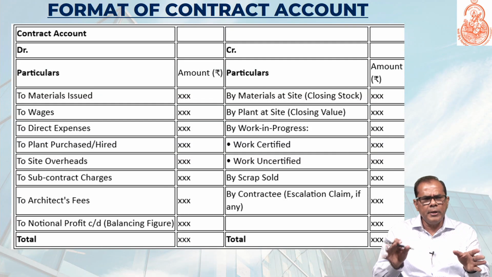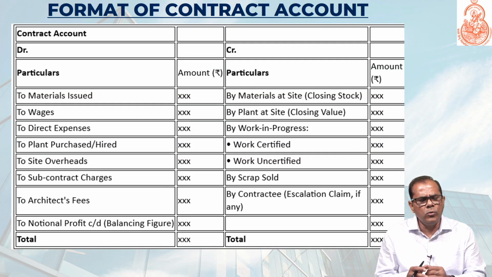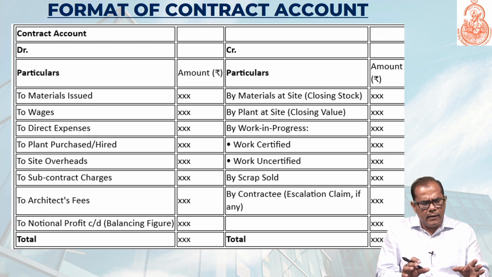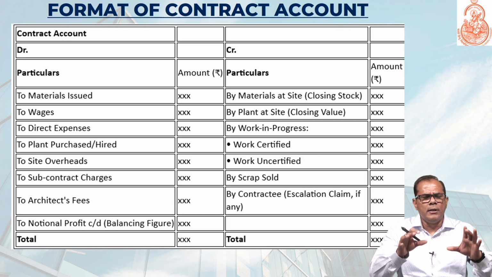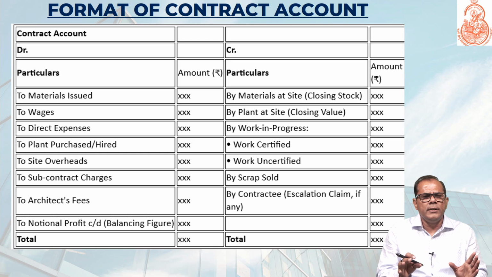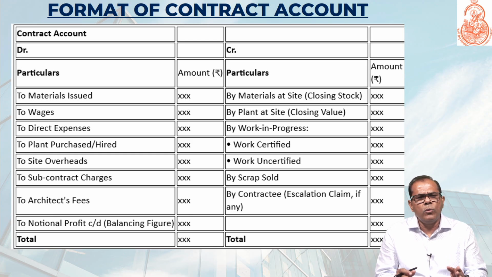Moving further, when you are talking about contract account, here I have prepared an exemplary orientation of the contract account, because the number of items that are to be finding a place in the contract account depends on the details provided. So, here I have taken some of the most commonly used items which are shown in the debit side of the contract account and on the credit side of contract account.